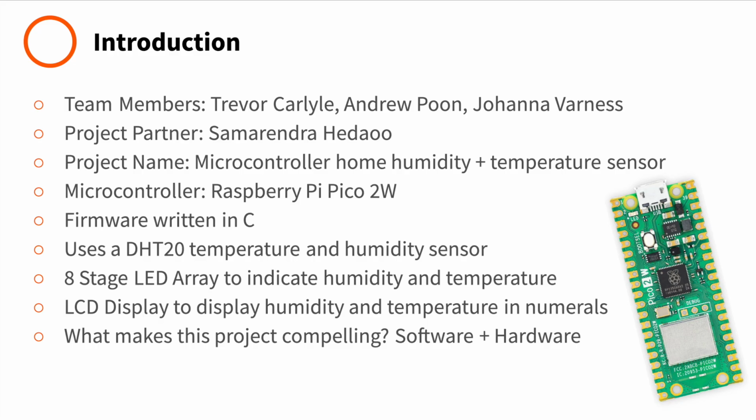To make this project, we used a Raspberry Pi Pico 2W as the microcontroller. We also wrote our firmware in C. We used a DHT20 sensor to measure both temperature and humidity. We also have an H-stage LED array used to indicate humidity and temperature. And lastly, we used an LED display to show the temperature and humidity values in numerals.